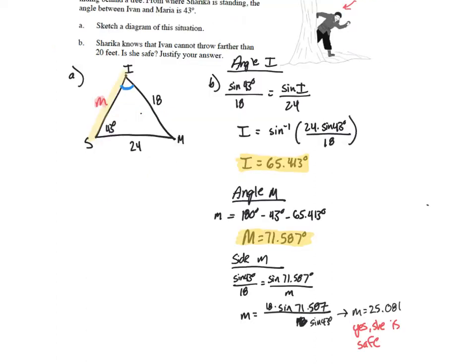All right, so what I did is I first calculated angle I up here, and I got I to be 65.413 degrees. After that, I used the triangle sum theorem, and I got angle M, this angle right over here, to be 71 and change. Then I could set up the law of sines with sine of 43 degrees and 18, and set up this ratio here, the angle pair. I got that m was equal to 25.081. So yes, she is safe because she is more than 20 feet away from Ivan.